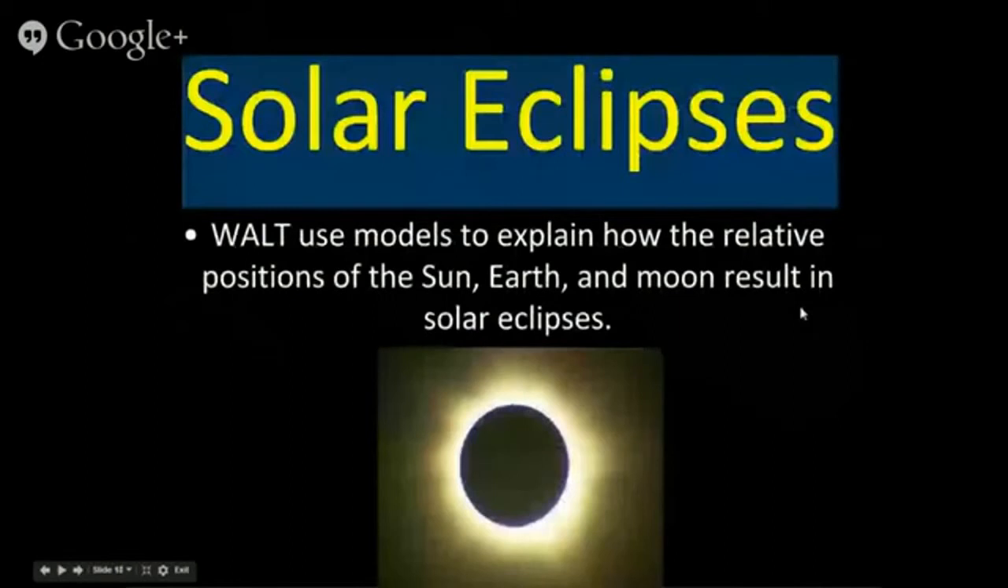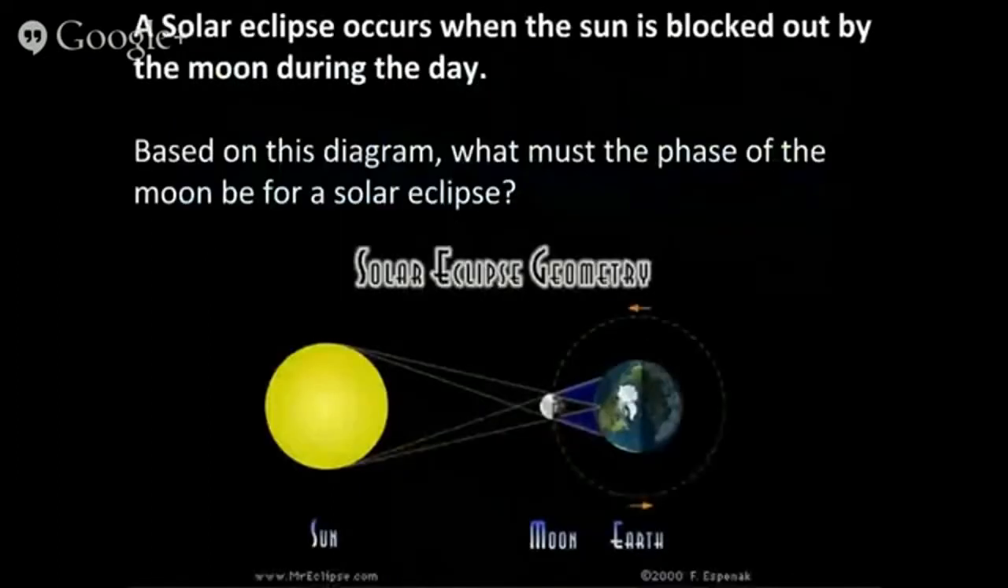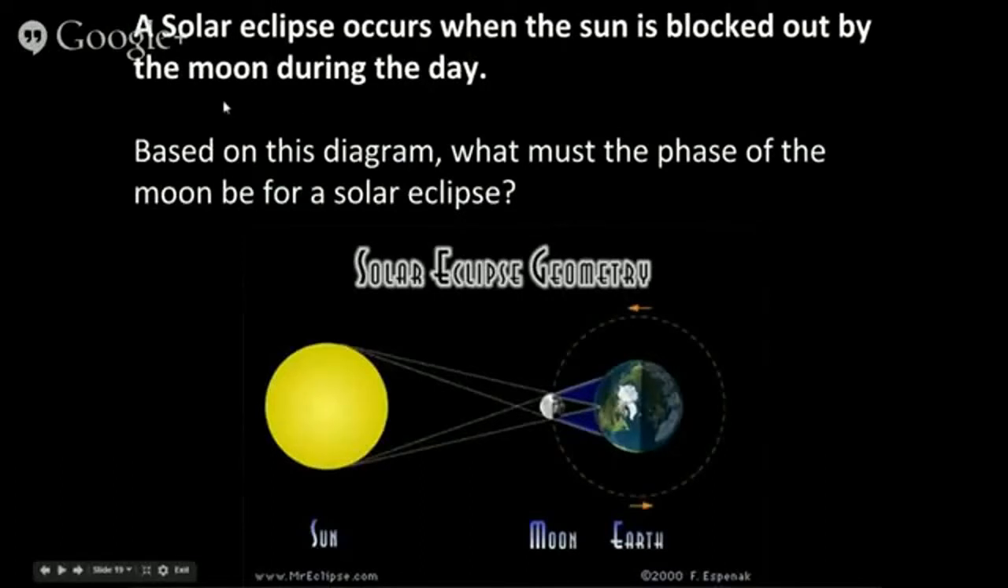Part 2 of this video, solar eclipses. Solar eclipses are more or less the opposite of lunar eclipses. A solar eclipse occurs when the sun is blocked out. So solar, sun, lunar, moon. A solar eclipse occurs when the sun is blocked out by the moon during the day.